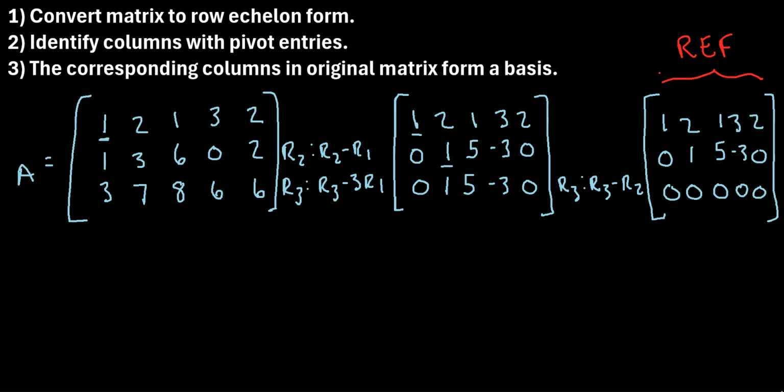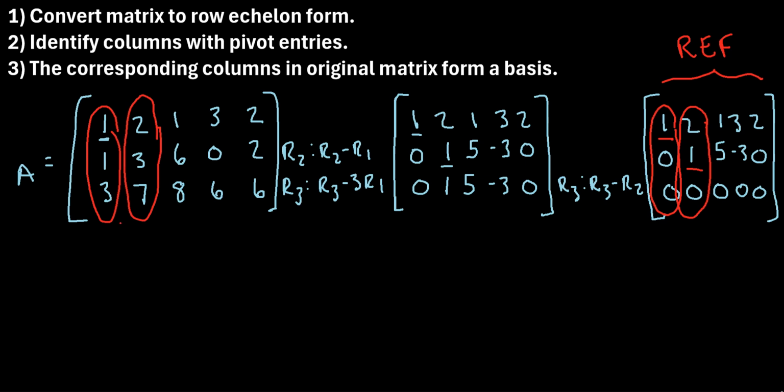REF, row echelon form. And what we need to do, remember step 2, is identify the columns with the pivot entries. So here's our first pivot entry, the first non-zero value in the first row. And here's our second pivot entry. Notice there are no pivot entries in this last row. So these are the only 2 pivot entries we have. So the columns in the original matrix that correspond to the columns with pivot entries form the basis for the column space. In other words, the first column and the second column of the original matrix form the basis. So it's going to be these values right here.